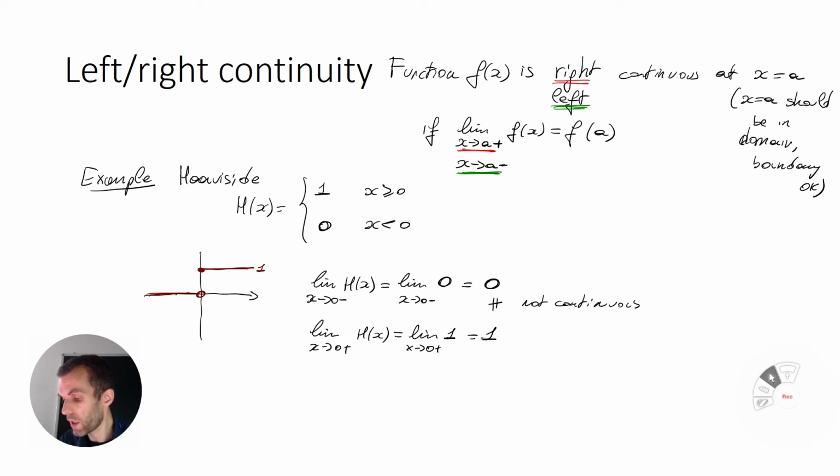But we also see that the right limit is equal to the function value H of 0, so we can conclude that it's not continuous, but it is right continuous. And in particular, it's also not left continuous.